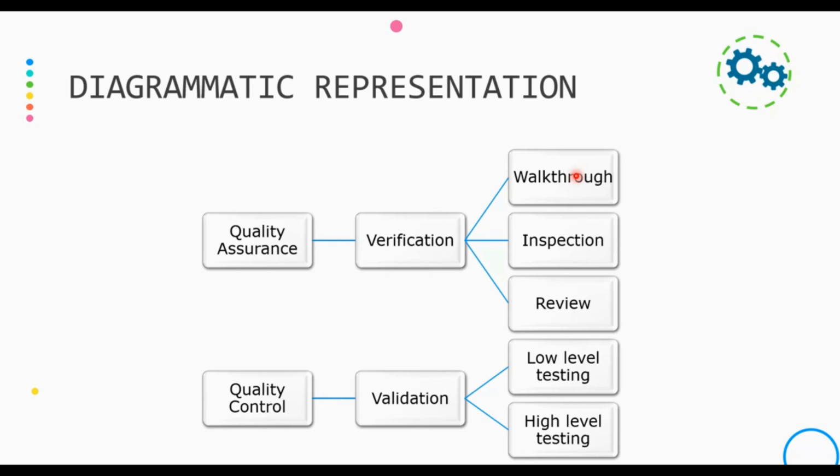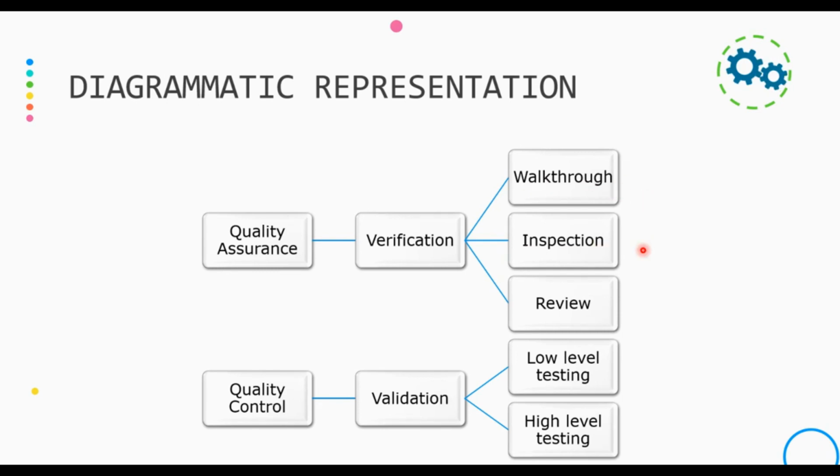There are a few types through which they can verify the document, or verify the phases of the software development lifecycle. The very first thing is walkthrough, inspection, or review. Review may be a body review or a peer review. Walkthrough is not planned. A team will just come and check the document.